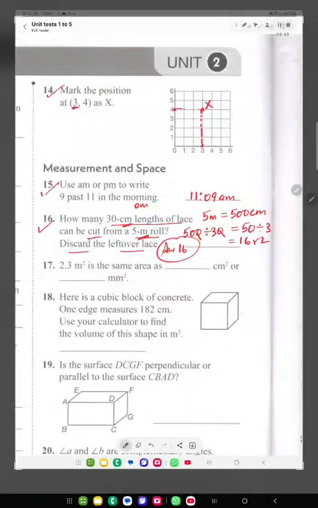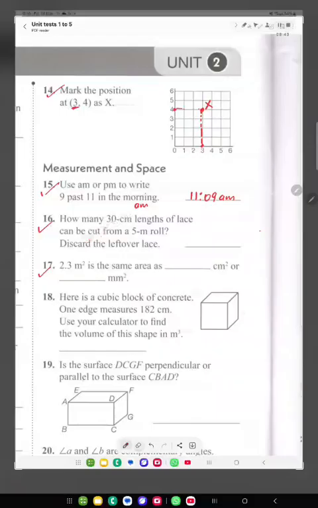Okay, then 17. This is the conversion formula. I'm just cleaning the screen. Here I need to convert 2.3 square meters to square centimeters and square millimeters. Whenever you are converting square meters to square centimeters, you must multiply by 10,000. And if you are converting square meters to square millimeters, you should multiply by 1 million. Get it? So I just need to move the point 4 places to the right.